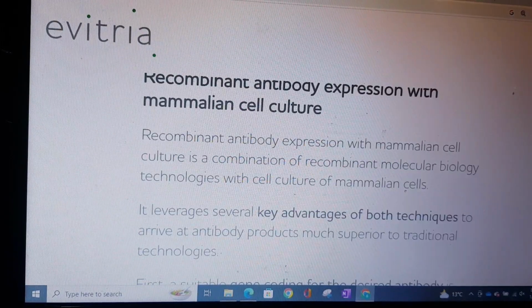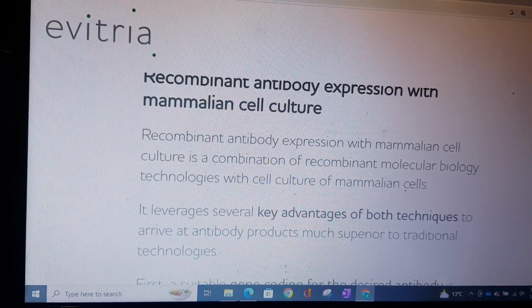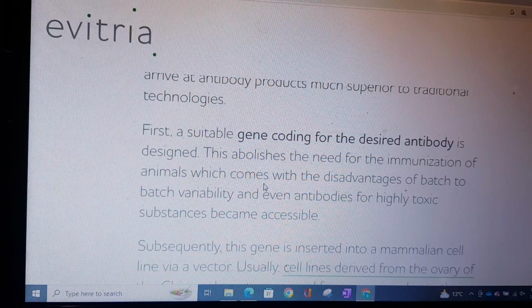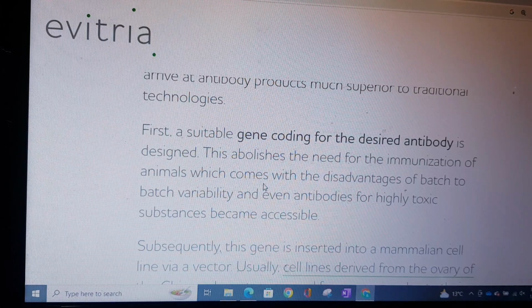So the next section is recombinant antibody expression with mammalian cell culture. Recombinant antibody expression with mammalian cell culture is a combination of recombinant molecular biology technologies with cell culture of the mammalian cell. For this, first of all, a suitable gene coding for the desired antibody is designed. This abolishes the need for the immunization of the animal, which comes with the disadvantage of batch to batch variability, and even antibodies for highly toxic substances become accessible.